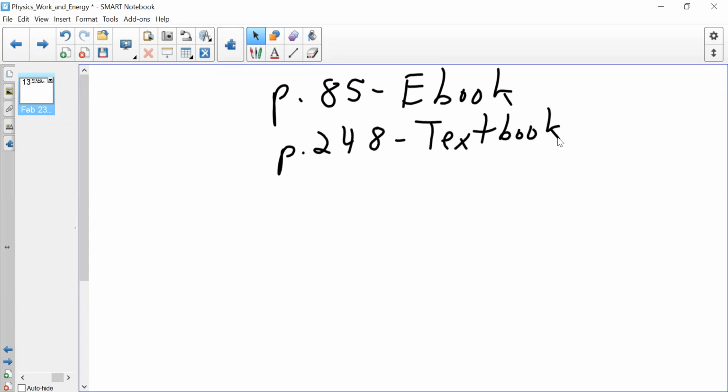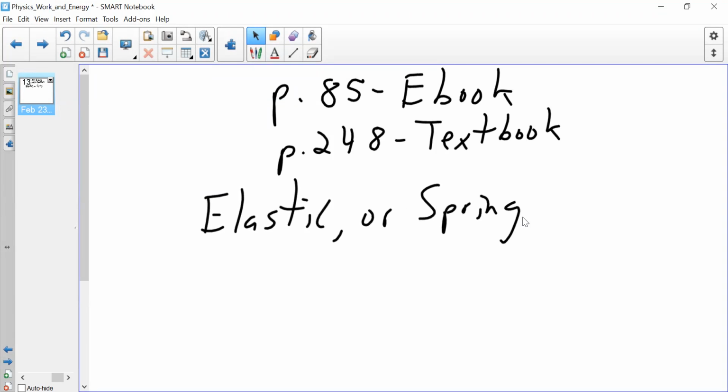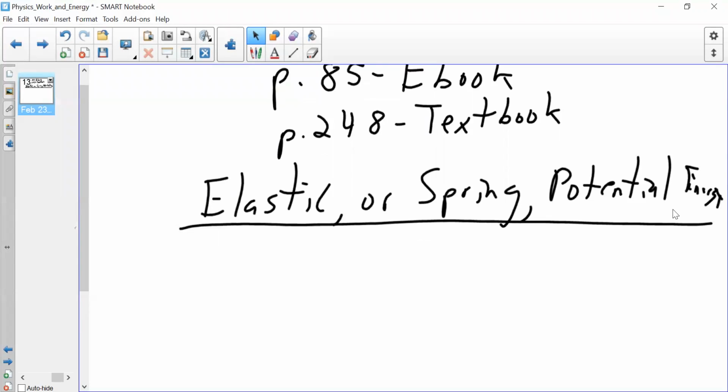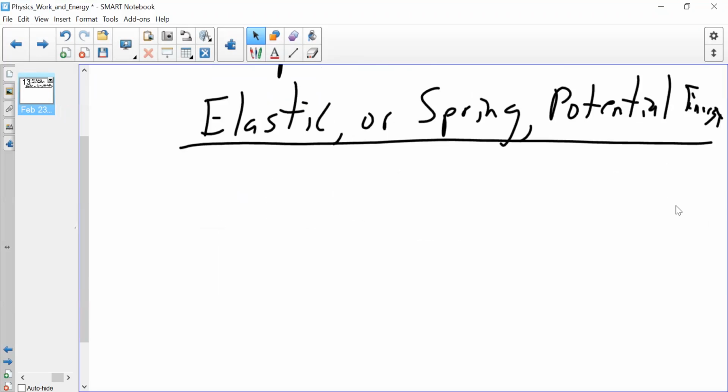Briefly, we're going to talk about one other form of potential energy. I made allusions to it before, which is this energy called elastic or spring potential energy. Sorry to squeeze that in there. So it's going to be spring. I usually refer to it as spring potential energy.